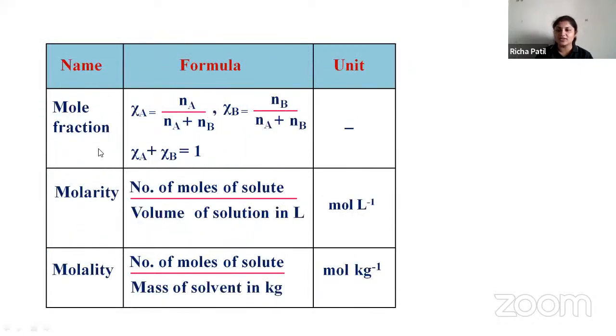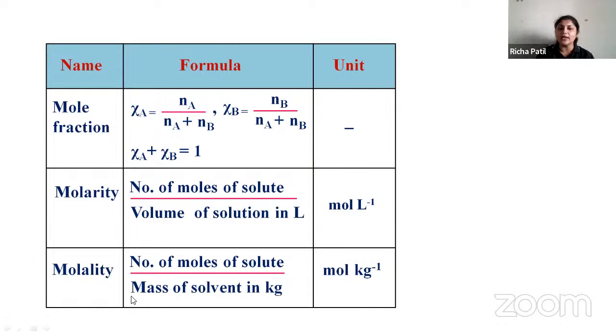Next is mole fraction. How do you calculate mole fraction? Psi of A is equal to Na divided by Na plus Nb. Psi of B is equal to Nb divided by Na plus Nb. Here you measure the number of moles of that particular component relative to the total mixture. So psi A plus psi B is equal to 1.